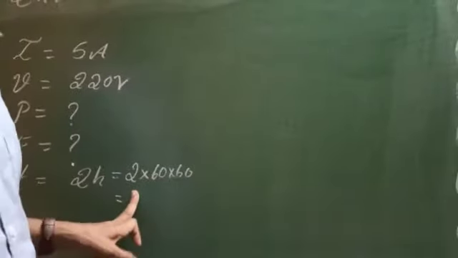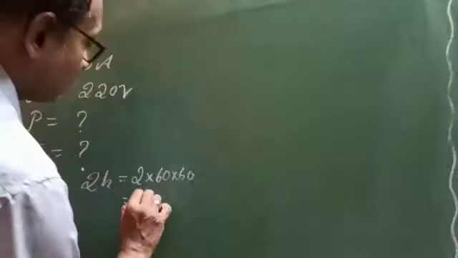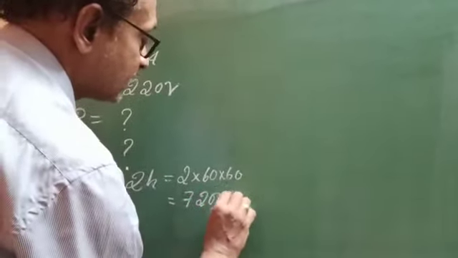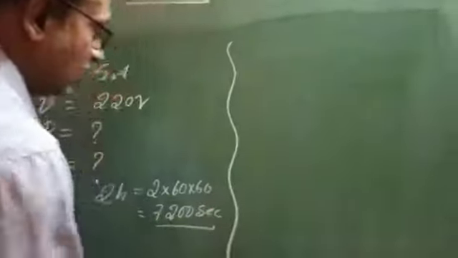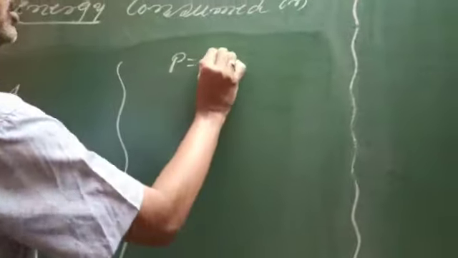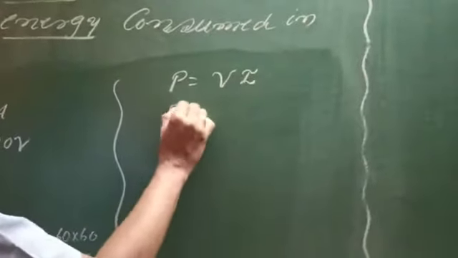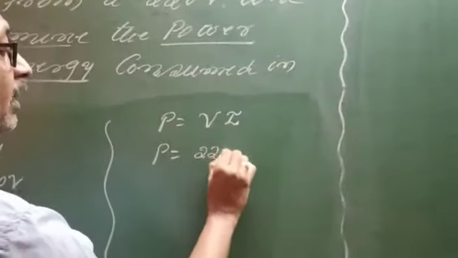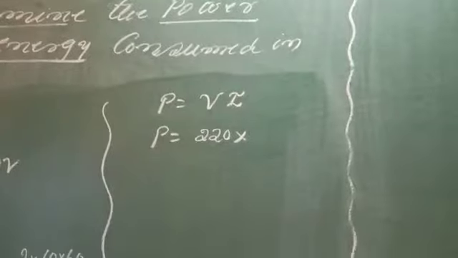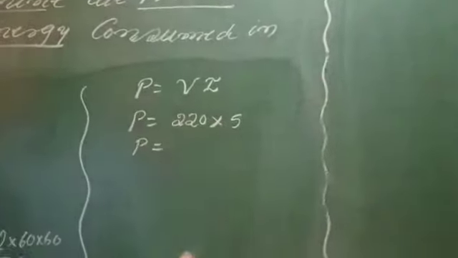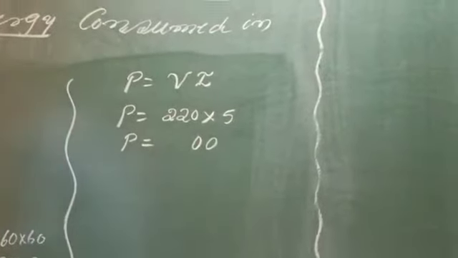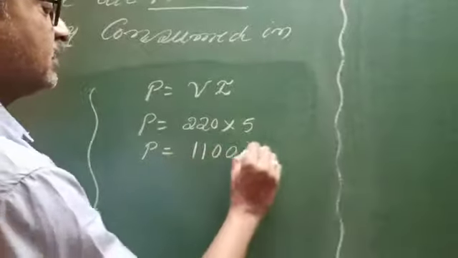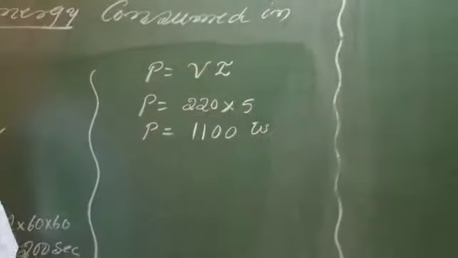It amounts to 7,200 seconds. So first we require to find out the power. P is equal to V into I, as we already know. V is 220 into I which is 5. Just multiply this, and what you will get is 1100. So this is the value.